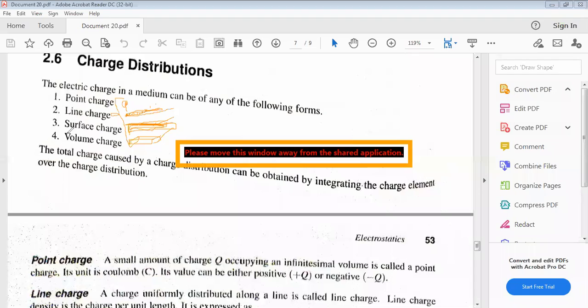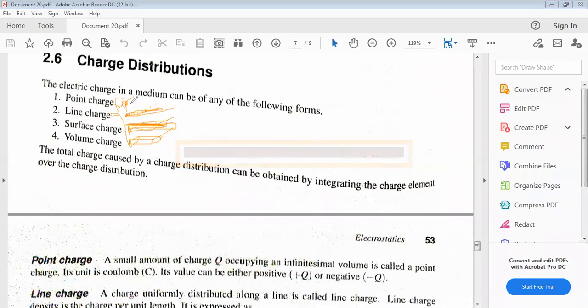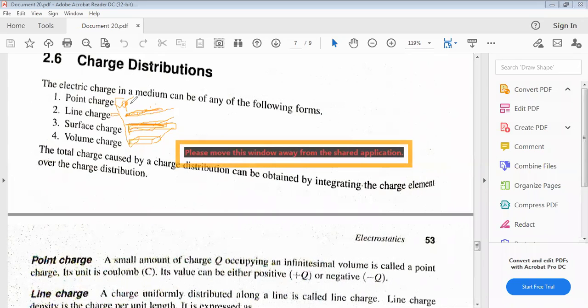Can you tell me the best examples for the point charge? Can I consider a single electron as a point charge? Yes, of course. The single electron has negative charge, and a single proton has positive charge. That is the point charge example.